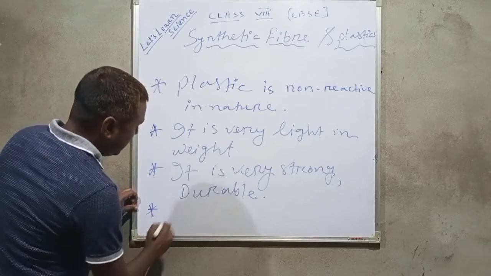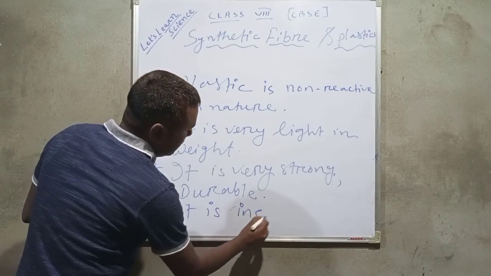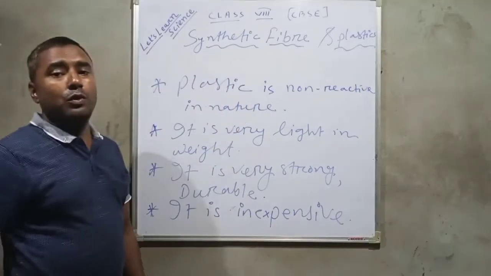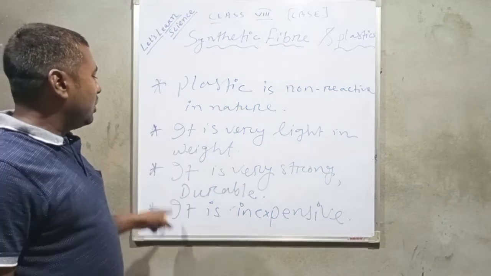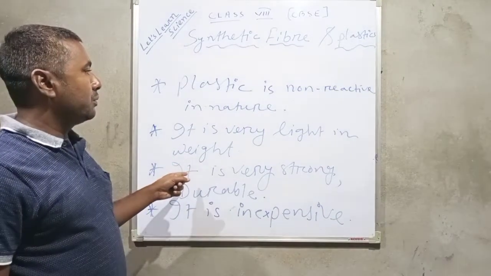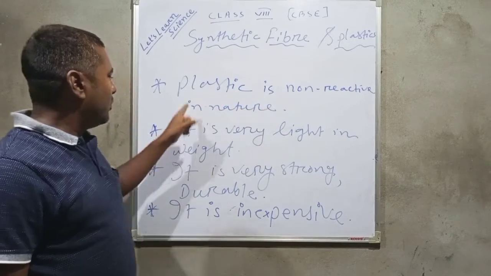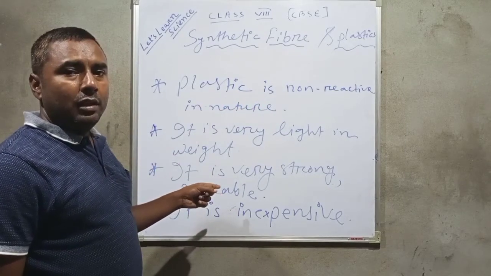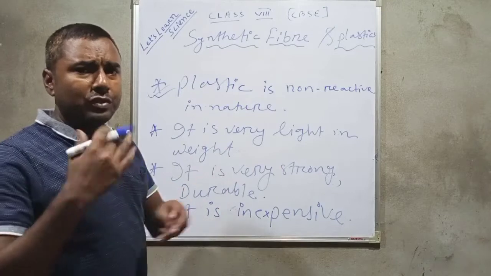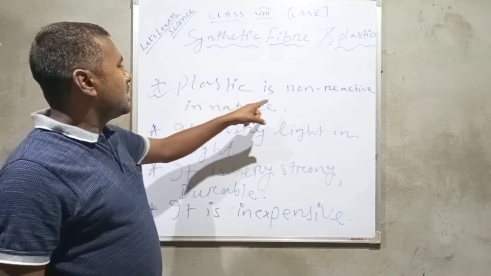Then it is inexpensive. It is not so costly. Only because of all these properties of plastic, we use plastic worldwide in our day-to-day life. Now, if I want to elaborate the meaning of all these properties, then it will become very clear and easy for you. The first property, if you consider the example of some uses on the basis of each and every property of plastic. Plastic is non-reactive in nature.